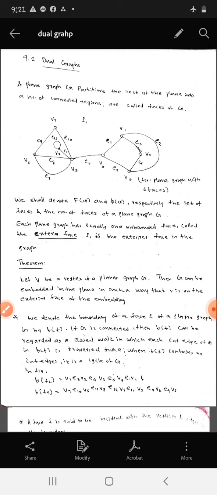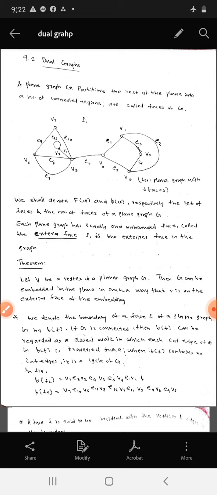In this figure, this is the example for phases of a graph. Now we shall denote by F of G and phi of G, respectively, the set of all phases and the number of phases of a plane graph G. Each plane graph has exactly one unbounded phase called the exterior phase. F1 is the exterior phase of the graph.